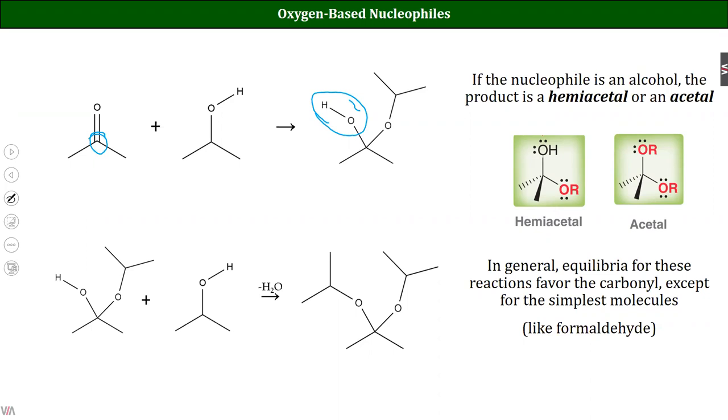And so that slows down, and really slowing down is the wrong way. It makes it less favorable for a weak nucleophile to come in and add there. So aldehydes are more reactive. The formaldehyde is so reactive that you see it more in the acetal or hemiacetal form than in the aldehyde form.